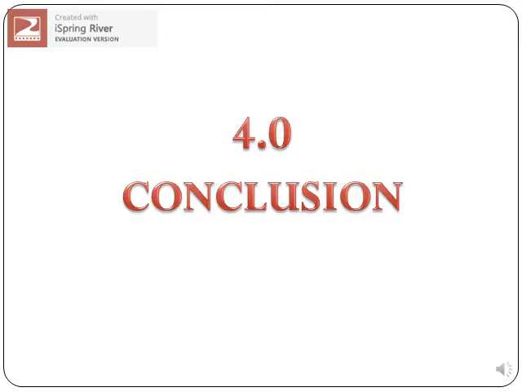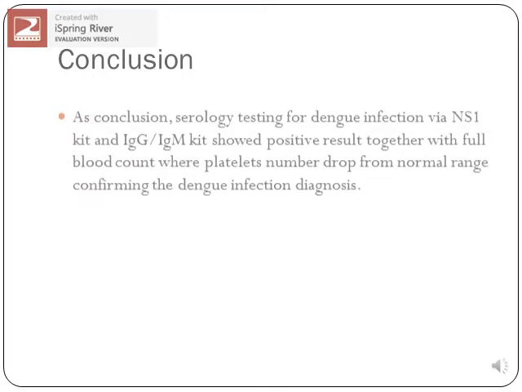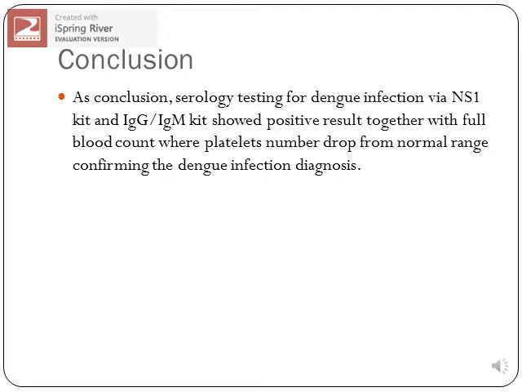Next is the conclusion. In conclusion for my case study, the serology testing for dengue infection via the NS1 kit and the IgG IgM kit showed positive results, together with the full blood count test where the platelet number dropped from the normal range, confirming the dengue infection diagnosis.